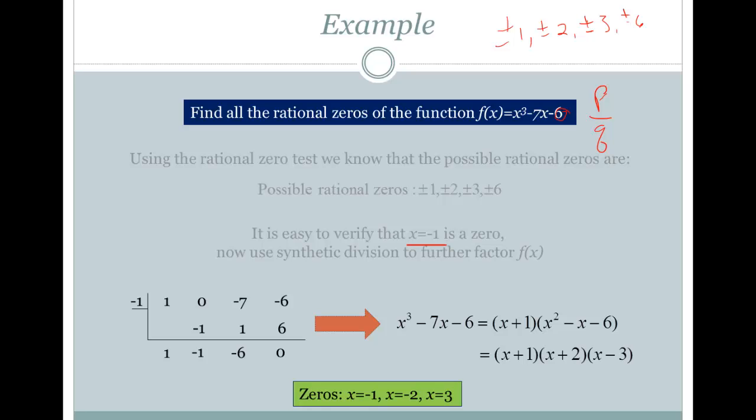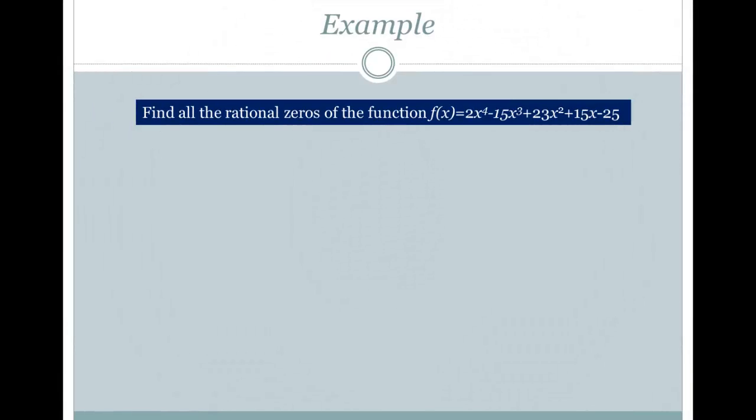Okay, let's do another one. Now we have a fourth degree polynomial. Again, if we're looking at p over q, here in this particular example, p is equal to 20. I'm sorry, p is 25.